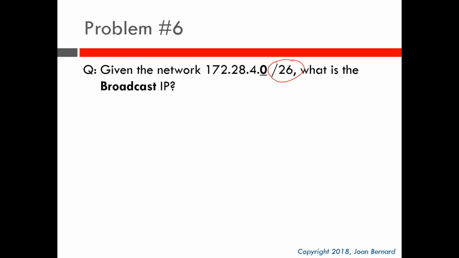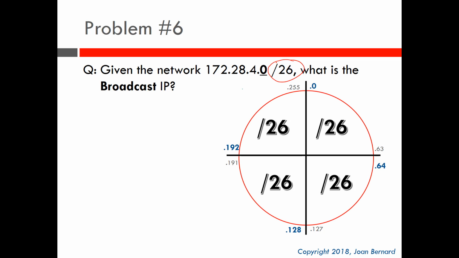If you recall, cutting that /24 into 4 subnets, 4 /26 subnets, looks something like this. So our network address that we've been given is .0. So .0 is where we are starting. So the broadcast IP is going to be the last IP address in the range. That's .63 right here. So the answer to this problem is 172.28.4.63.